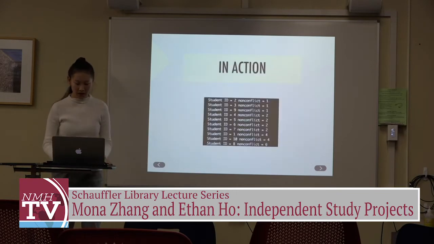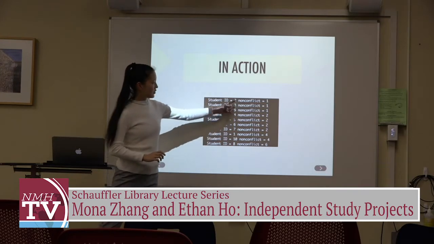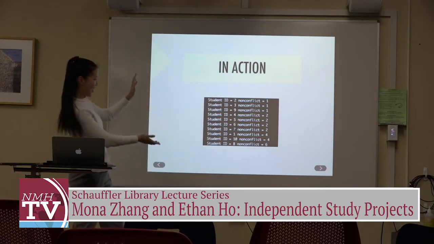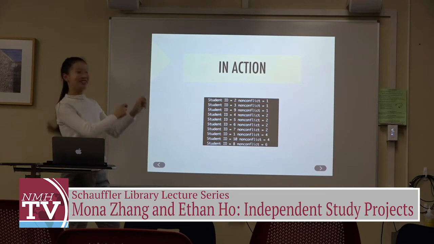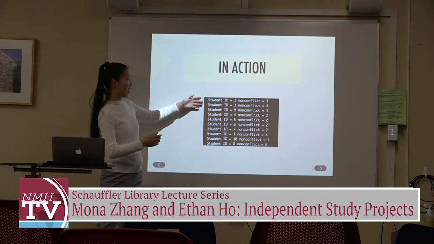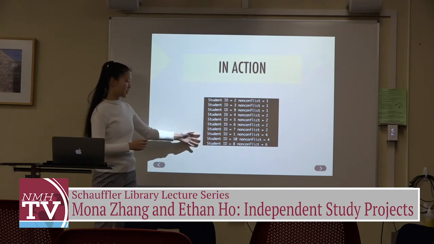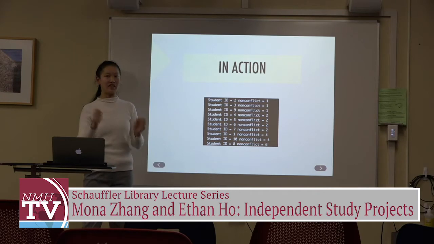So if you go here, you see that for these students that I've sorted from 1 to 10, they're sorted by their non-conflict values. So these students have very few non-conflict, so a lot of conflict, and these students have a lot of non-conflict, so not very much conflict.